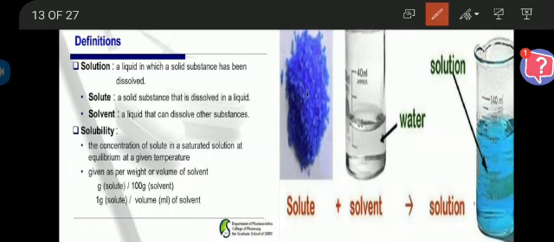Again, we remind that a solution is a liquid in which a solid substance has been dissolved. A solute is a solid substance that is dissolved in a liquid. A solvent is a liquid that can dissolve other substances. So you can easily remember this.